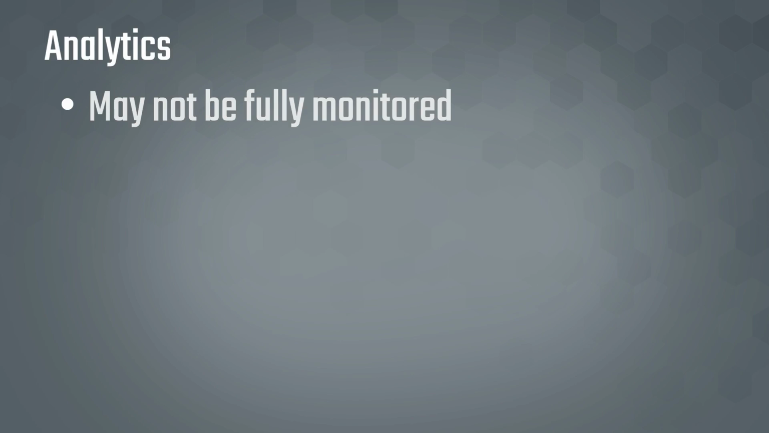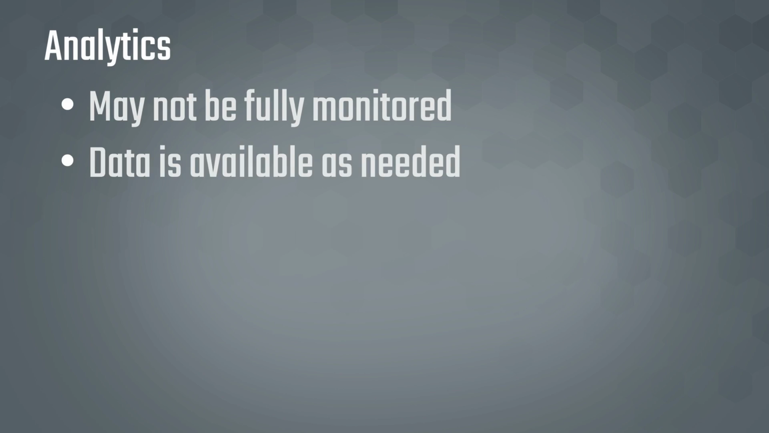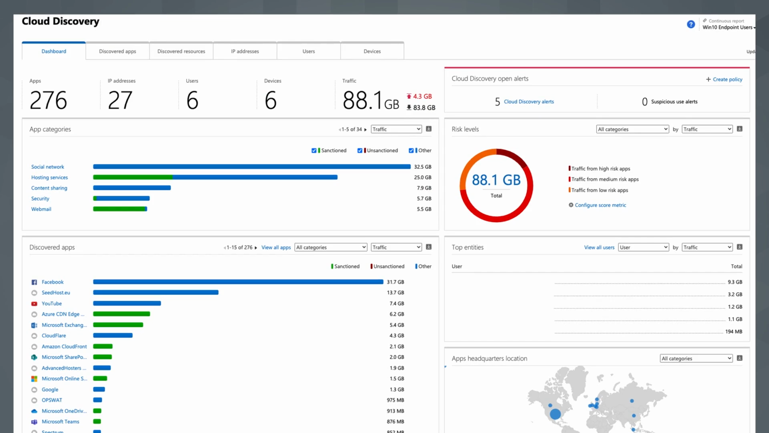And then analytics. So the final piece to the puzzle here. So they may not be fully monitored in a level 4 categorization, but they do exist and the data is available as needed. So as an example, here's another dashboard from our Cloud App Discovery. We can see all the apps, IP addresses, users we've discovered in this scenario. And in the top right, you'll notice that this is based on Windows 10 endpoint users, which is why this is in the Unified Endpoint Management maturity model.